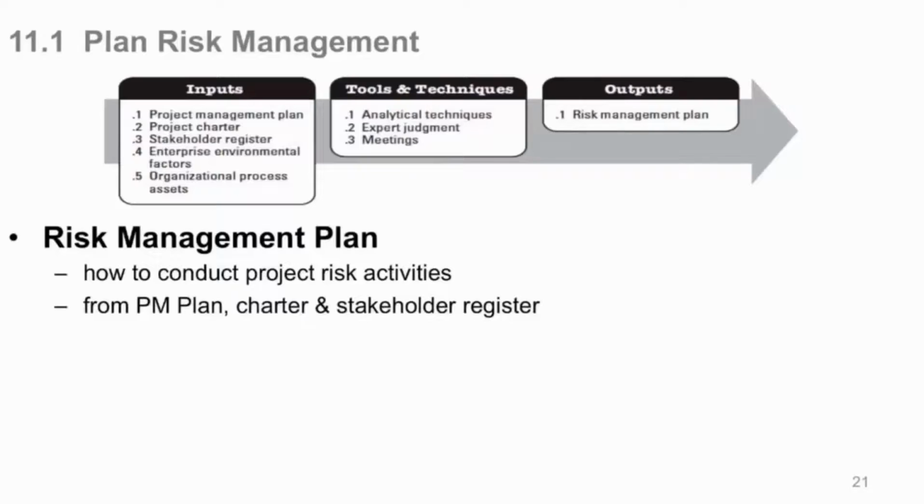So what we're going to do now when we come back is talk about the inputs, tools, and techniques and outputs for creating the risk management plan. Okay, now that we understand the environment about risk management, basically, let's talk about actually creating a plan to manage risk. So here we are in 11.1 process, and here's our input, tool, technique, output diagram, our ITTO diagram, as it were, and a risk management plan, how to conduct our risk activities, and it's the project management plan, the charter, stakeholder registers are our primary inputs also to help us do that.